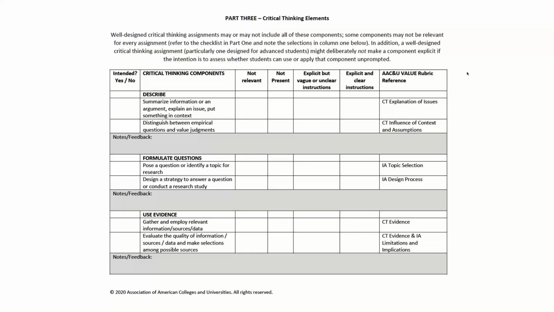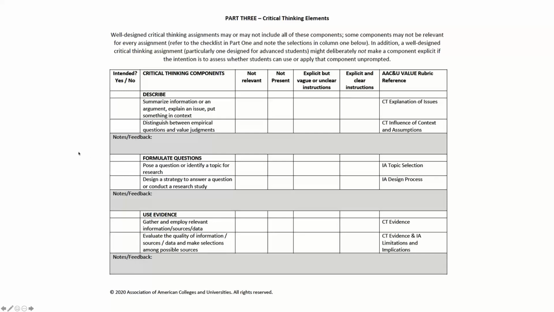Again, you might note that this just isn't relevant for the assignment, or it's not there at all. Maybe it should be, or it's there, but it's kind of vague. Students might struggle with the language or not understand what's really intended by this. And then, are there clear instructions? You might note that they've done a great job in a certain area. There are a couple of different VALUE rubrics evoked in different parts here, so we noted that in the last column. If you were looking for where these elements were drawn from, you can pull up the VALUE rubrics and see where they are and how they're noted.